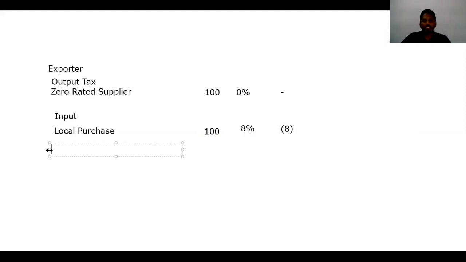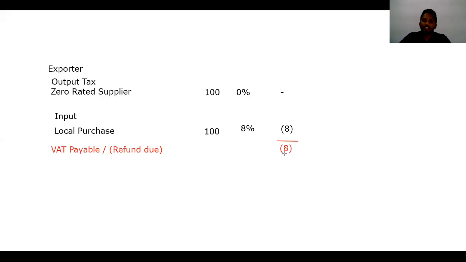Then finally they will end up with either a balance payable or a refund due. In this case, you can see there is a refund, because their output is zero rated and the input is the VAT on the purchases. Every exporter in this model under the VAT law will end up in a refund situation.